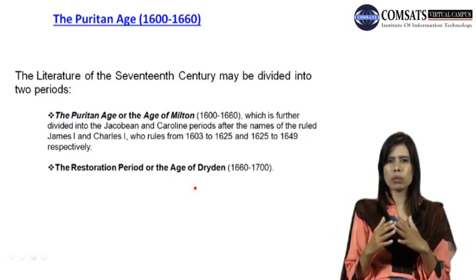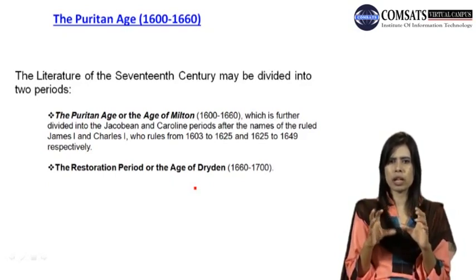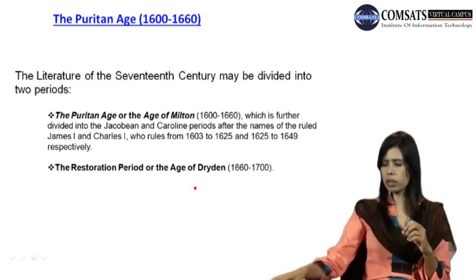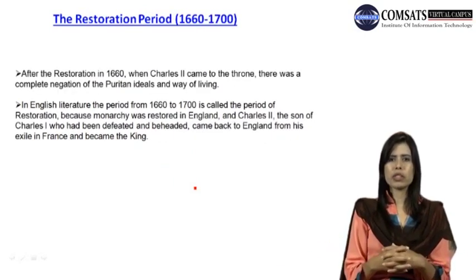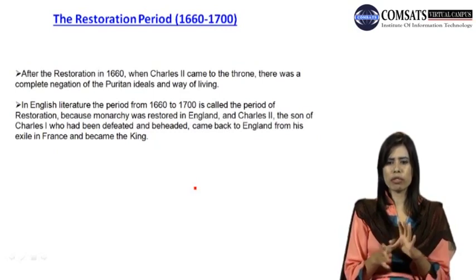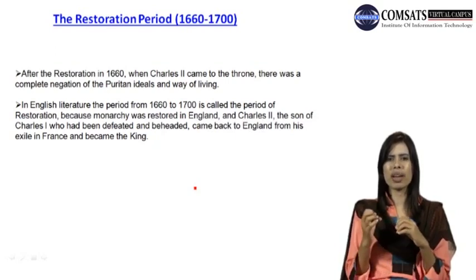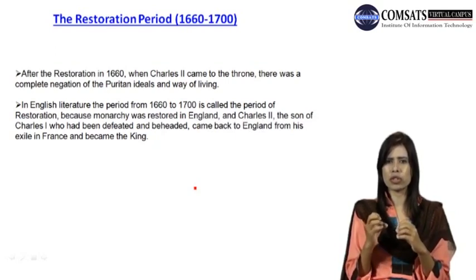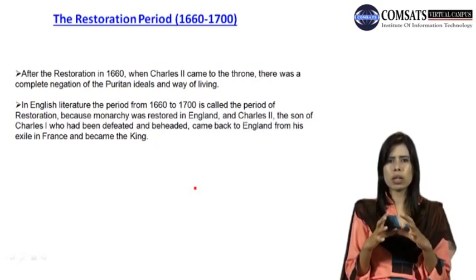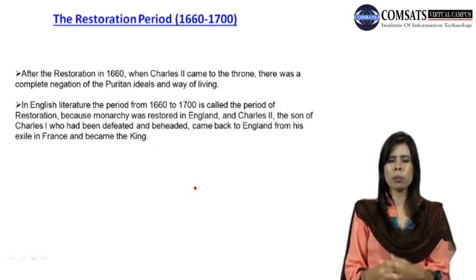When we talk about the Puritan age in detail, we'll definitely focus on Milton and Dryden along with other writers and poets as well. The Restoration period is a full-fledged period as well, but if we divide the history of English literature according to the century, it comes in the 17th century literature. So we'll talk about the Restoration period in a bit more detail now.